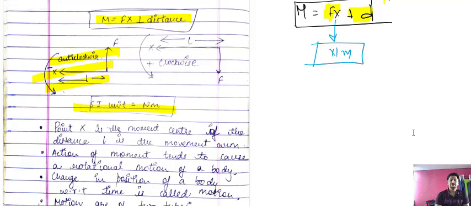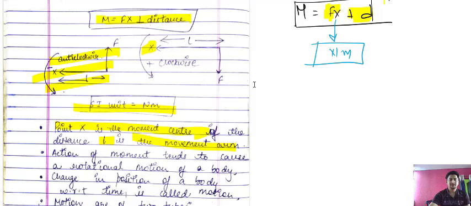Now what is point x here? The point x is the moment center, where we are producing the moment. And what is L? L is the moment arm, or lever arm you can say, at which we are producing the moment.